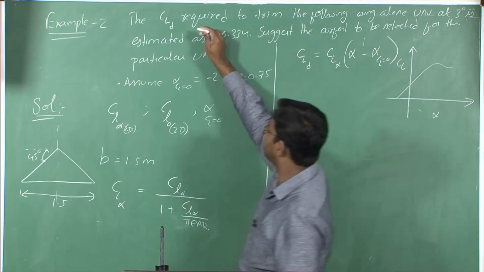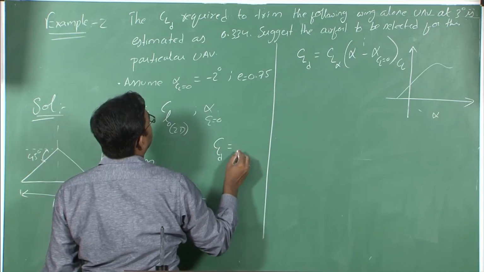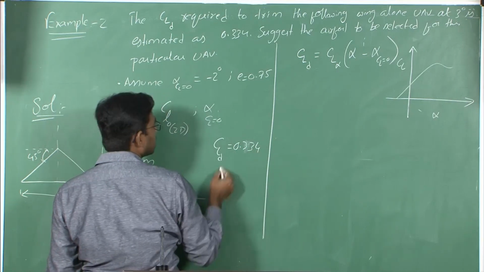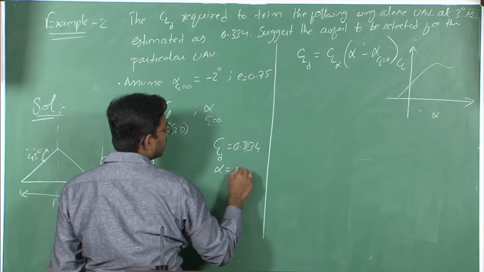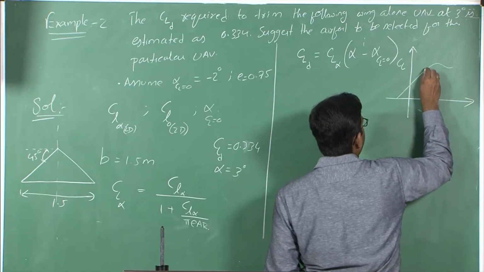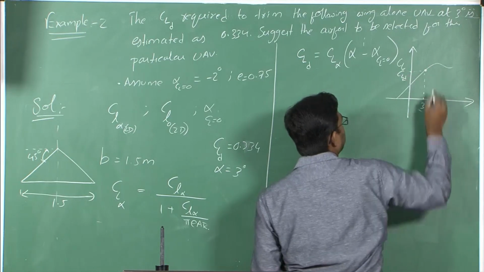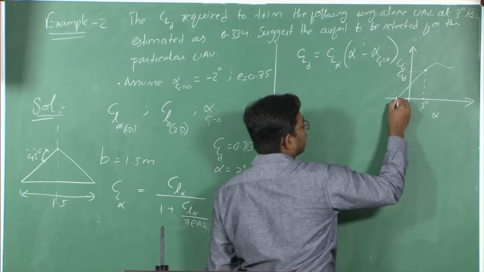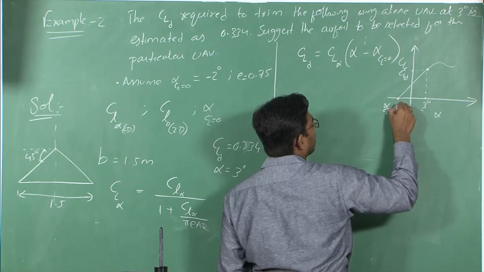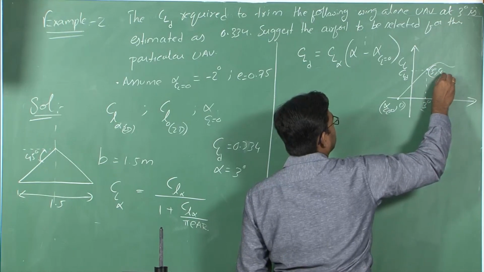The information that is given is CL design. CL design is given as 0.334, and this design is achieved at an angle of attack of 3 degrees. Say at 3 degrees, this is your CL design. That means you know this point, and you have the information about the alpha at which CL is equal to 0. This point corresponds to alpha at CL equal to 0, comma 0. You know this point, that is 3 degrees comma CL design.